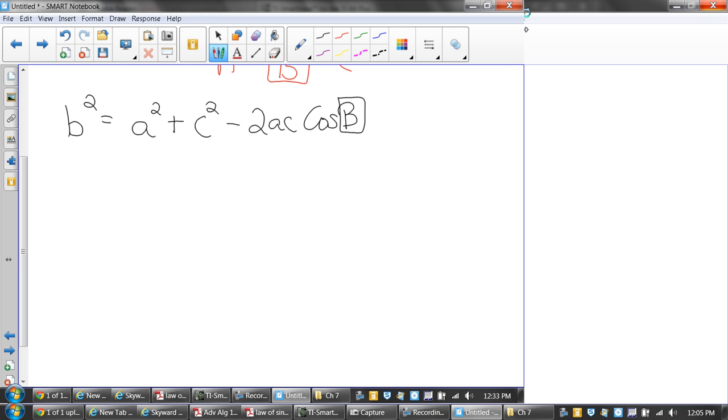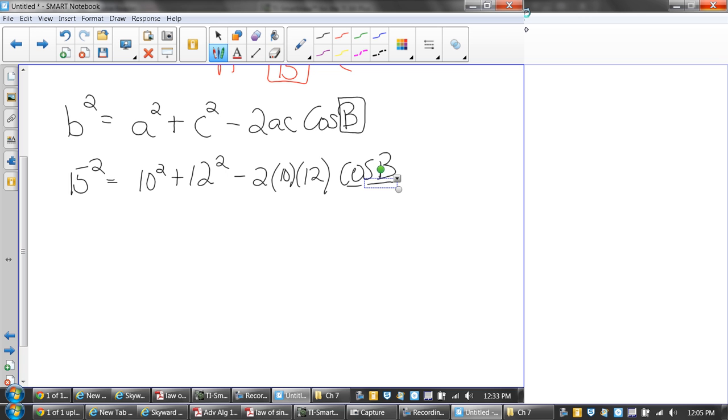So let's start plugging stuff in. This would be 15 squared equals 10 squared plus 12 squared minus 2 times 10 times 12 cosine of B, right? We're solving for the angle, so we're going to get this by itself. Everyone cool on the general setup? Okay, then what's 15 squared?